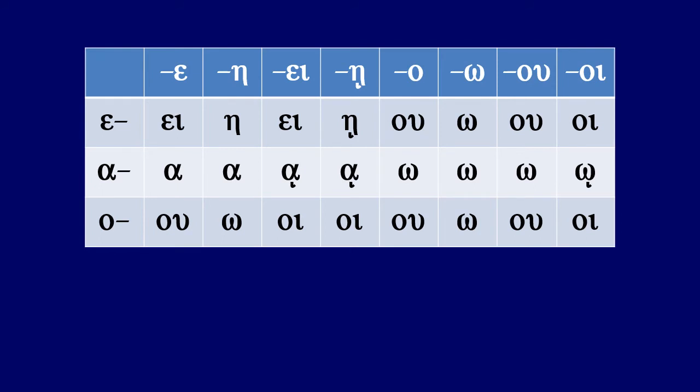Now, here are the different combinations for contract verbs. You'll recall that with contract verbs, they have a stem ending in a short vowel, as indicated along the far left-hand column there by epsilon, alpha, and omega with the hyphenation after them. When these short vowels combine with a connecting vowel or diphthong, they contract into a new vowel or diphthong for the final ending of each particular verb.